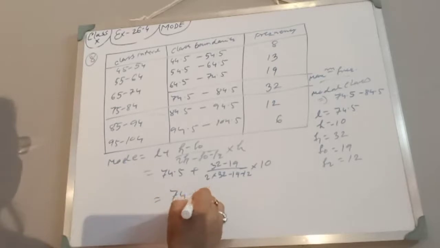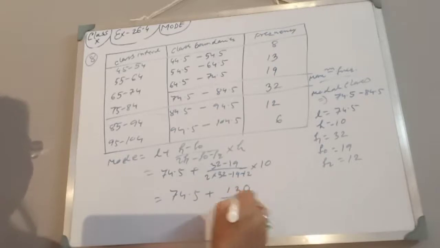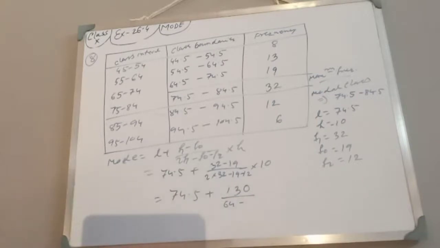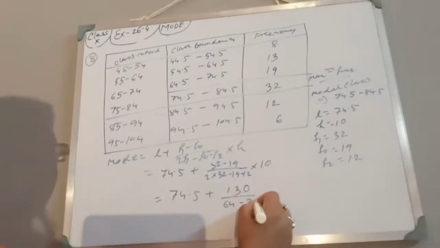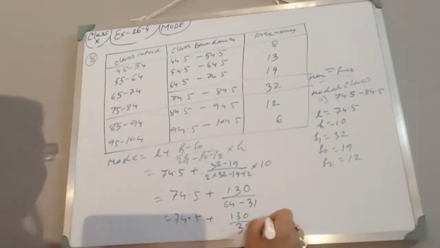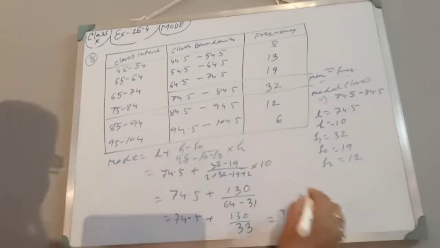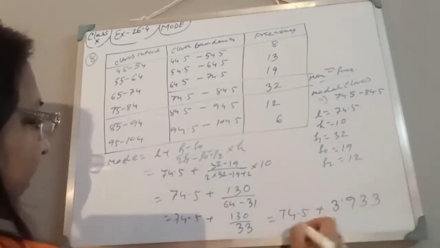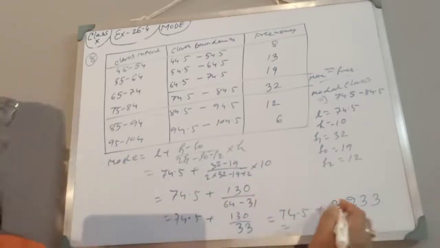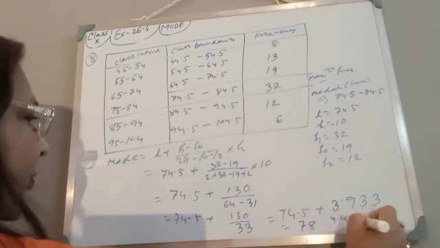Okay. Now, this is coming 74.5 plus 32 minus 19, it gives us 13 into 10. Make it 130 directly. And here 64 minus 19 minus 12, that is minus 31. So 74.5 plus 130 by (64 minus 31), it gives us 33. Now 74.5 plus 130 by 33, it gives us 3.939. Okay. So just add this. We can write it approximately 3.94. So it will be 78.44 approximate value.